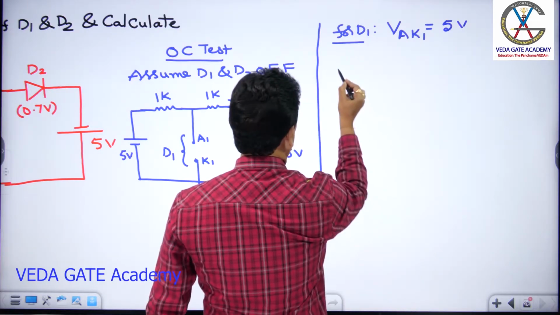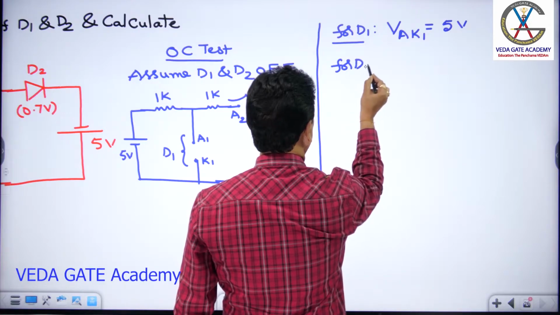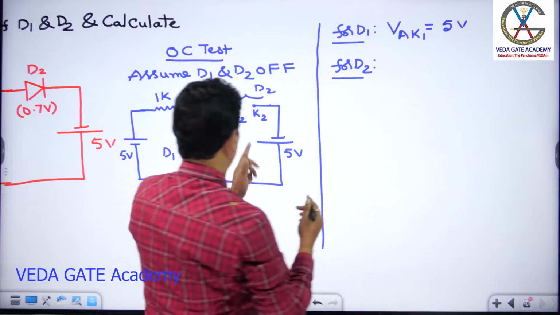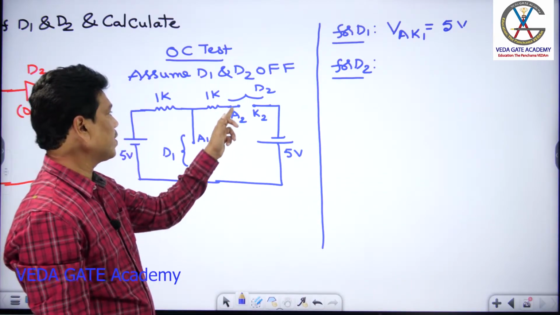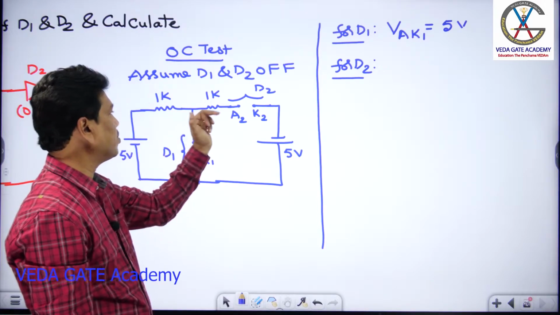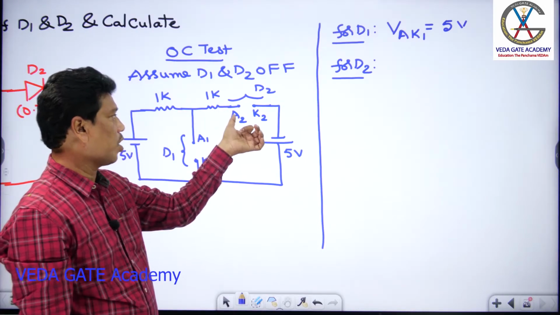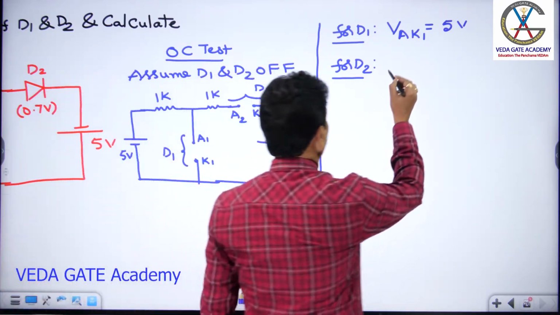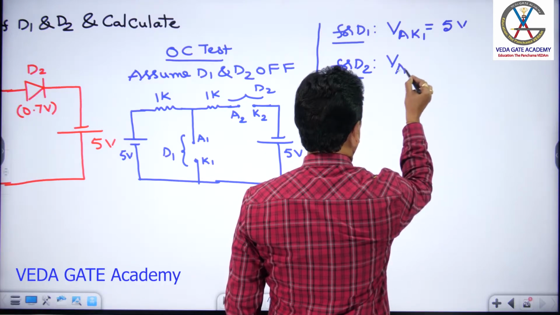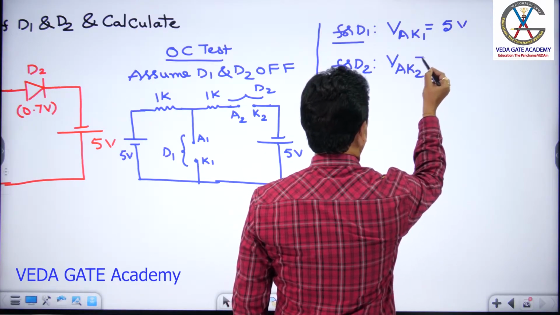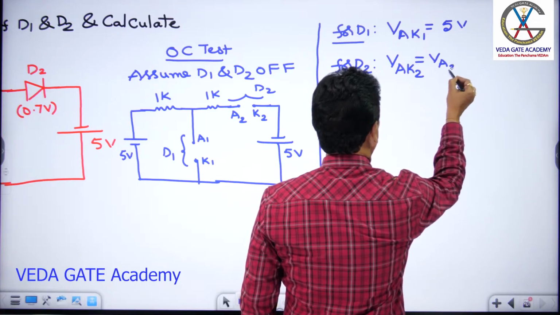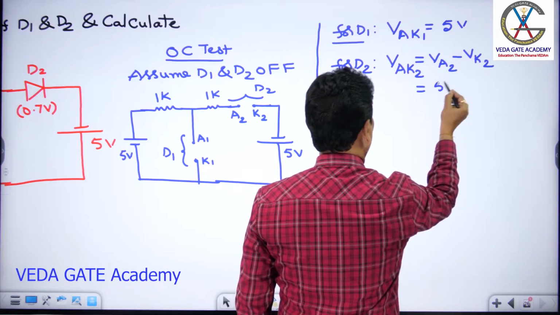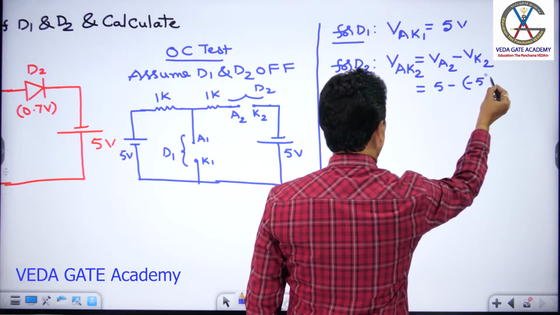Okay. Now for D2. The anode potential VA2 is equal to 5 volt and the cathode potential is minus 5 volt here. Because you have open conditions, the IR drop is 0, so it can look like a short there. So the anode potential of D2 is about 5 volt, and the cathode potential is minus 5 volt. So VAK2 is VA2 minus VK2. VA2 is 5, VK2 is minus 5, that becomes 10 volt.